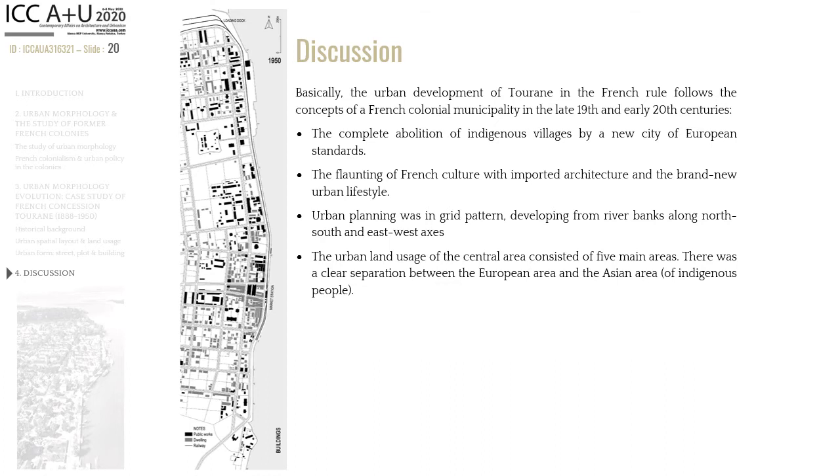Urban planning was in a grid pattern, developing from riverbanks along north-south and east-west axes. The urban land uses of the central area consisted of five main areas. There was a clear separation between the European area and the Asian area, or the area of indigenous people.